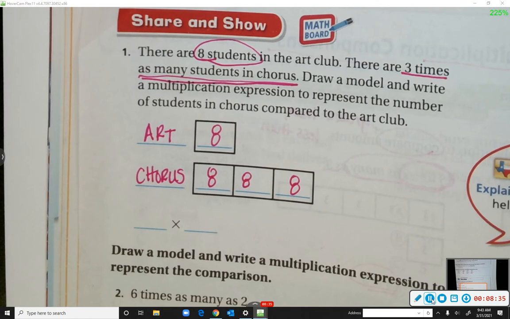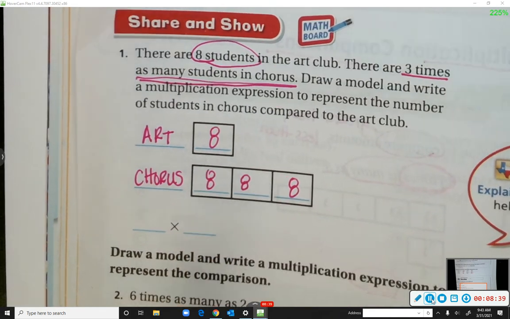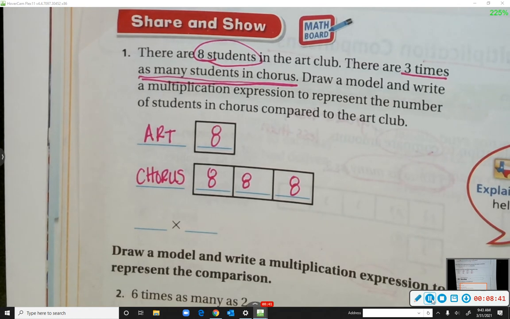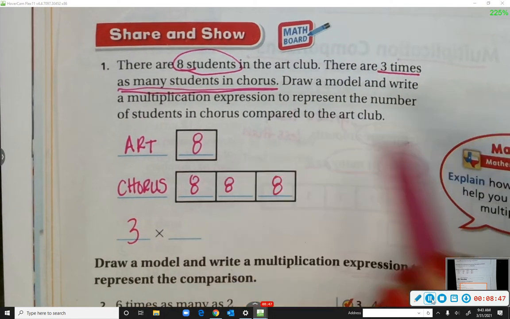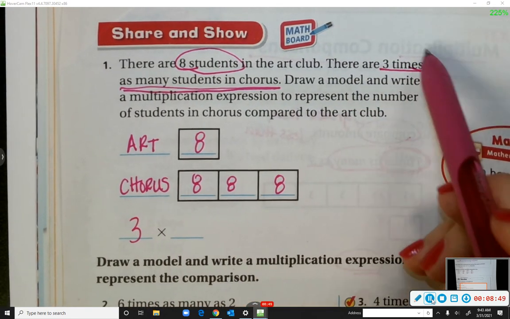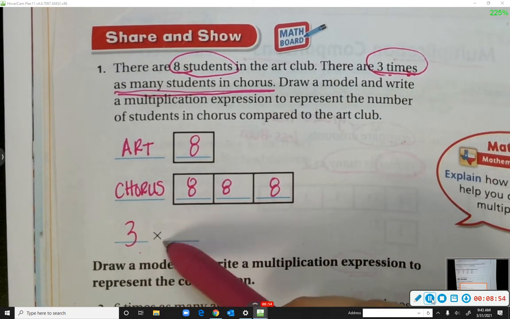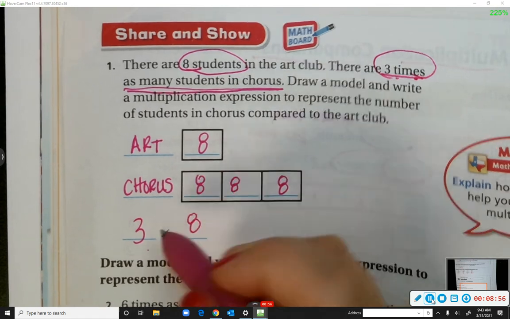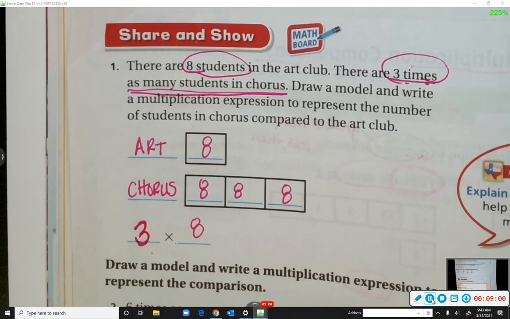Okay. So now, how would I write that as a multiplication expression? What times what? Evangeline? 8 times 3. Okay, good. But we're going to put 3 first, just because that's how it's said in our sentence. 3 times as many. So we say 3 times 8. Okay.